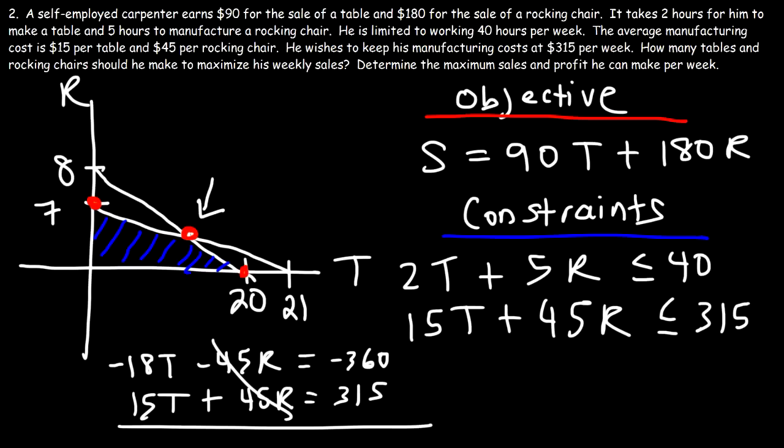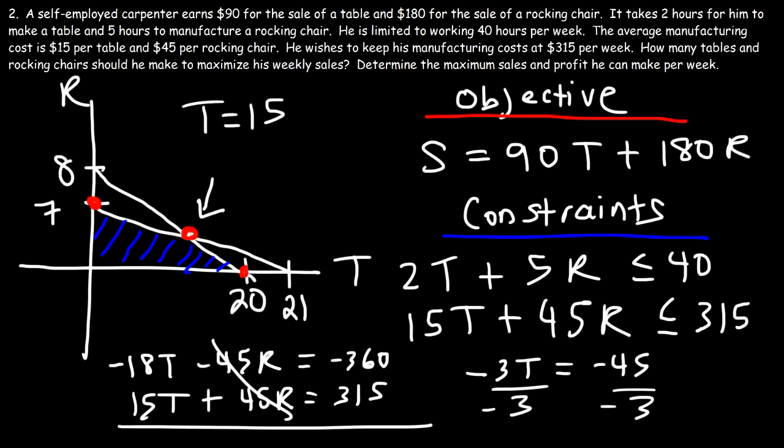So -45 plus 45 is 0. -18t plus 15t, that's -3t. And -360 plus 315 is -45. Now, if we divide by -3, we can see that t is 15.